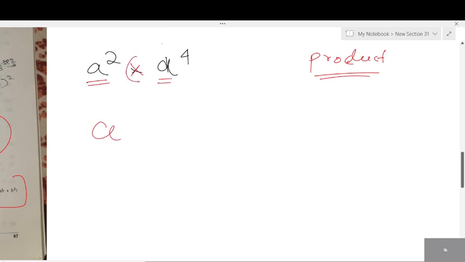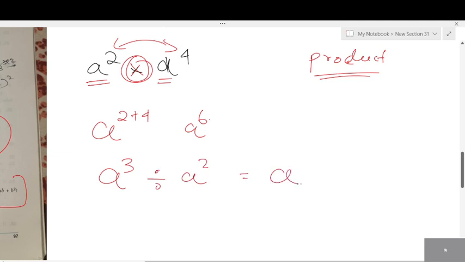When there is a multiplication sign in between, what do you have to do with the powers? Add or subtract? You have to add. What's the answer? 6. Very good. A to the power of 3 divided by a to the power of 2.